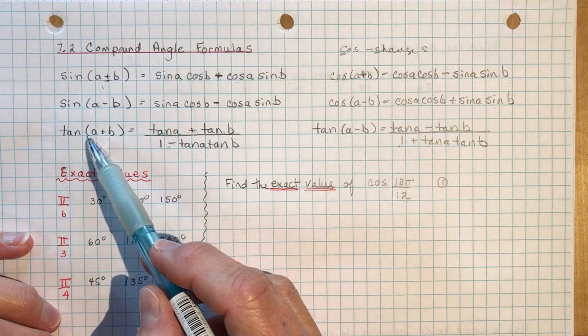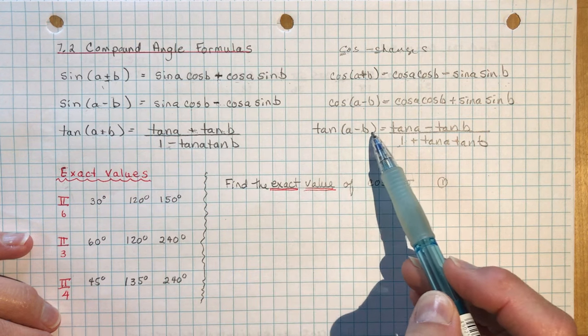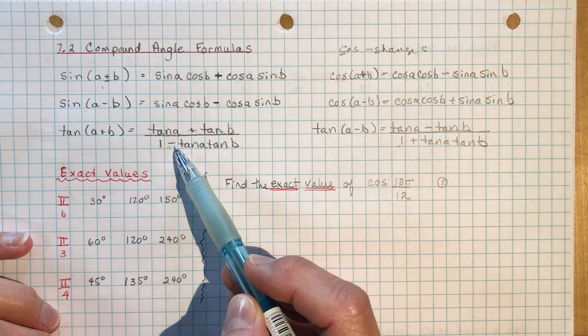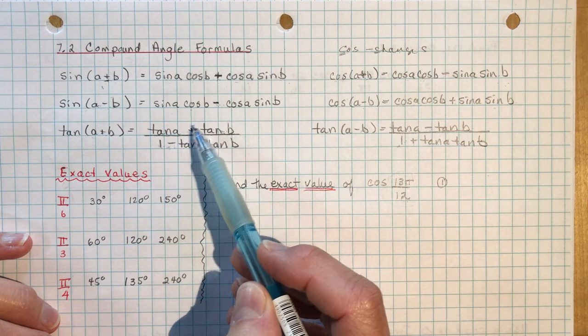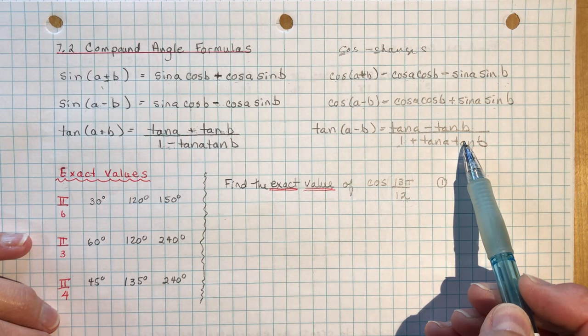Now the tan of A plus B is tan A plus tan B, and tan of A minus B is tan A minus tan B in the numerators. In the denominator, it's 1 minus, so the sign is different top and bottom: tan A tan B, and 1 plus, different again here.